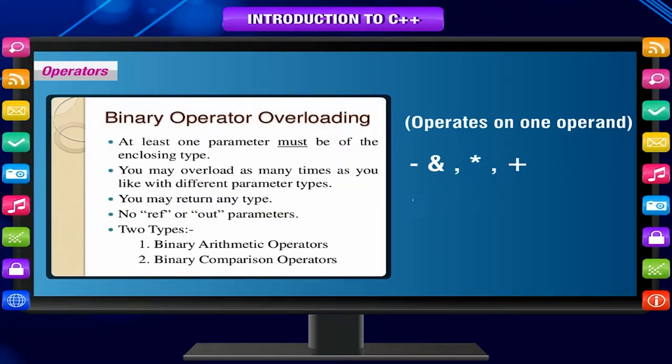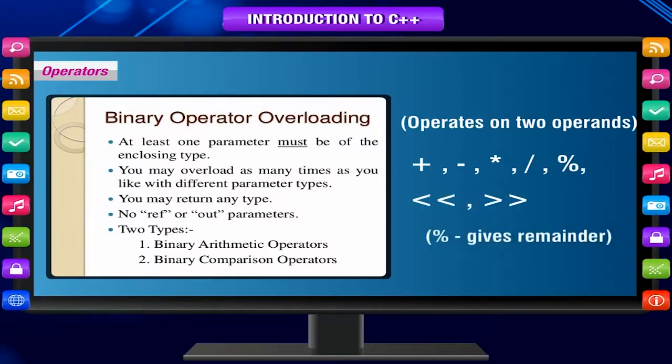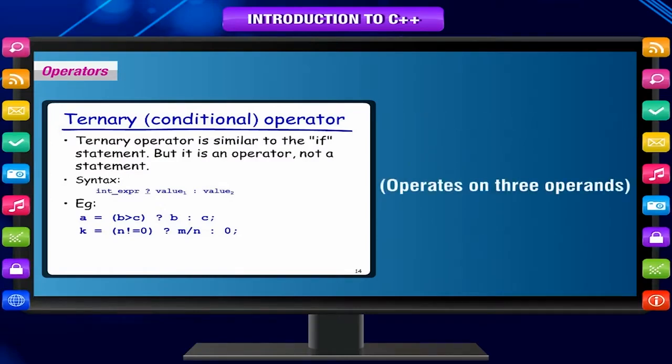Binary operators: operators on two operands. Plus, minus, asterisk, backslash, percentage, etc. Percentage gives remainder. Ternary operators: operators on three operands. Question mark, colon.